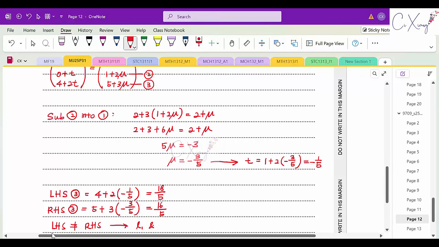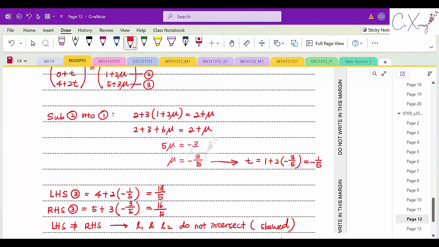Line 1 and line 2 do not intersect, which means that they are skewed. Alright. And what if, let's say in the question, line 1 and line 2 intersect with each other? If they intersect with each other, then the left-hand side of the equation will be equal to the right-hand side of the equation.